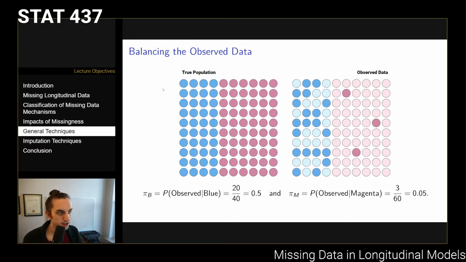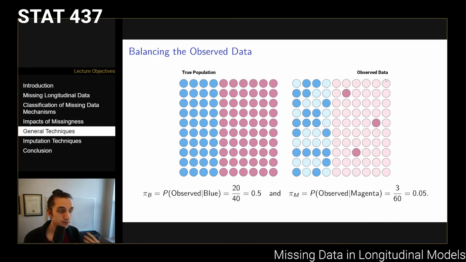If you were to work this out, we have 100 people in this population, and 40 of them are blue, 60 of them are this magenta color. Of the blue people, we observed 20 values, and there were 40 total blues, so they had a 50% chance of being observed, right? In the magenta individuals, we observe 3, there are 60 of them, and so they have a 5% chance of being observed, right? So on a bigger scale, our true population and our observed data are going to look something like this.